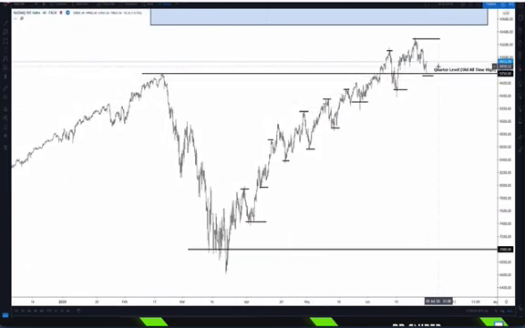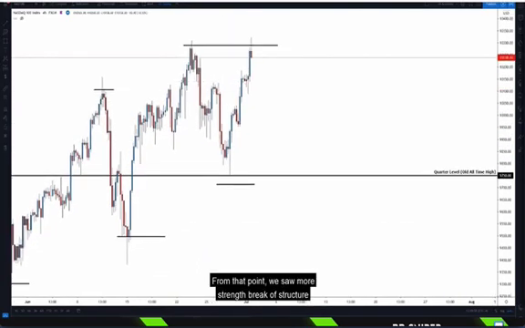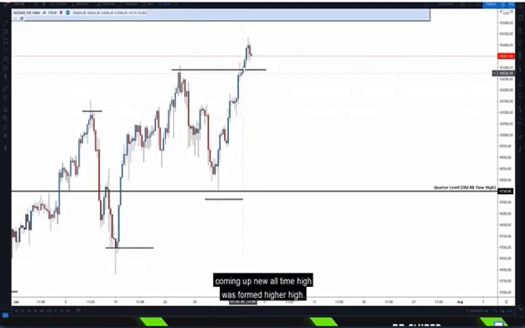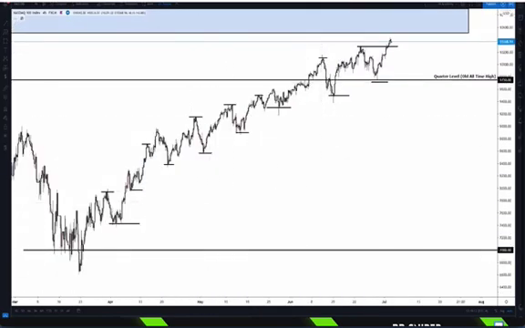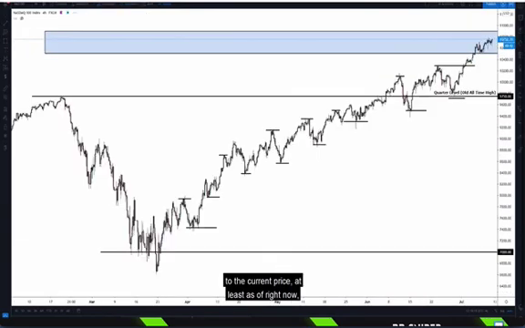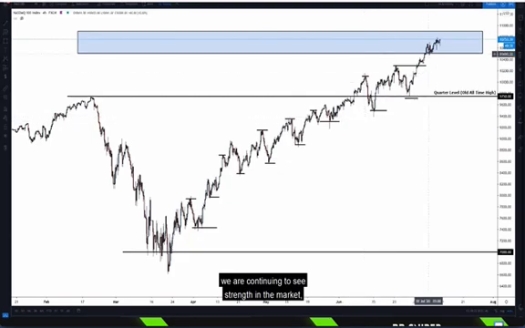And we can see that. Then we got a bullish candlestick close. From that point, we saw more strength, break of structure coming up. New all-time high was formed, higher high. So if we were to let this play out all the way to the current price, at least as of right now, we are continuing to see strength in the market, and we could very well see this trade beyond 11,000.